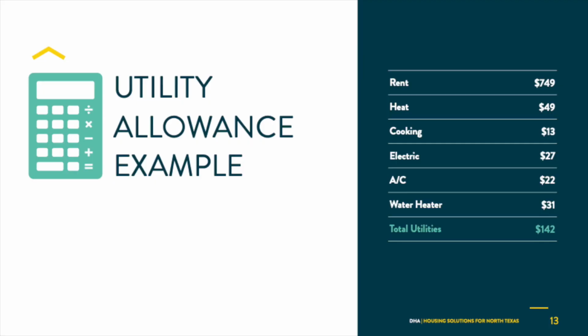In our example, the tenant selected a 2-bedroom rental unit. The tenant will be responsible for electric heat at $49, electric cooking $13, other electric $27, air conditioning $22, and electric water heating $31. In this example, the total monthly utility allowance is $142. The owner provides the range and refrigerator appliance and pays for the tenant's water and sewer usage.